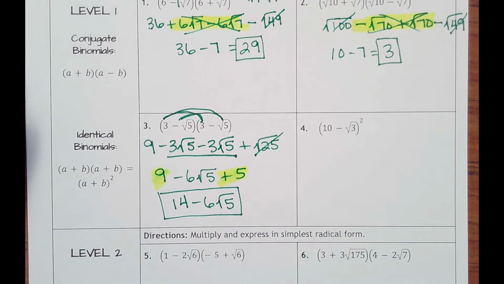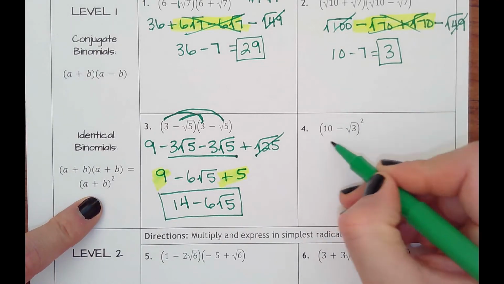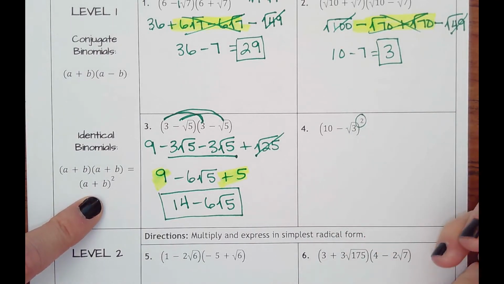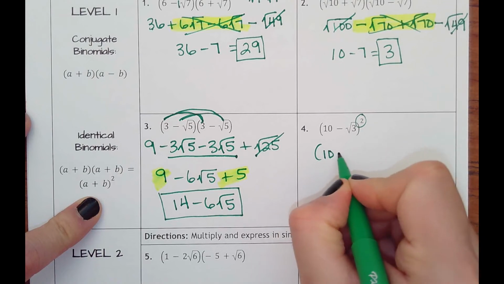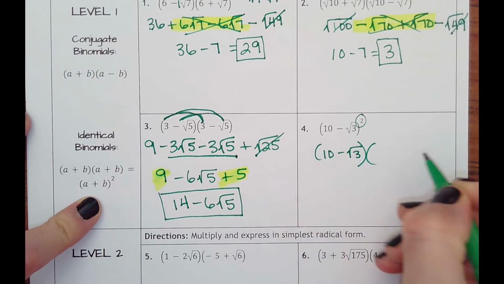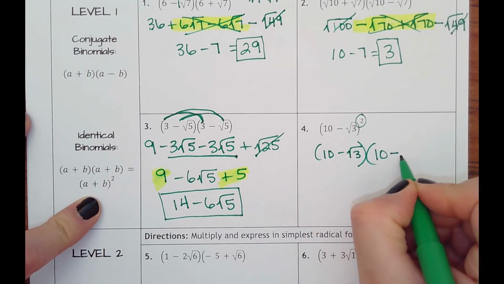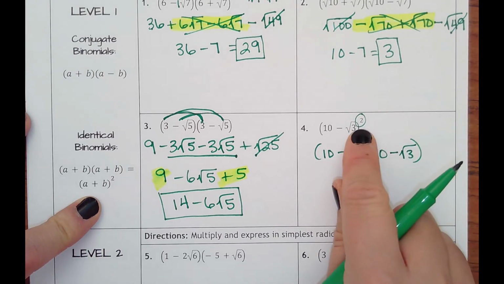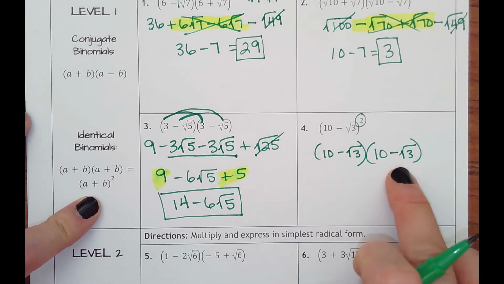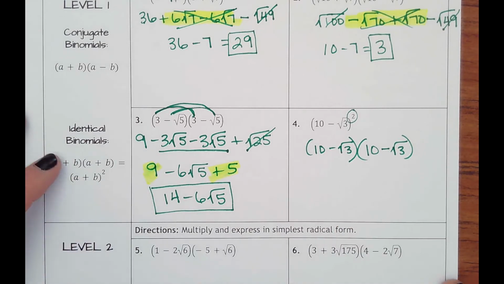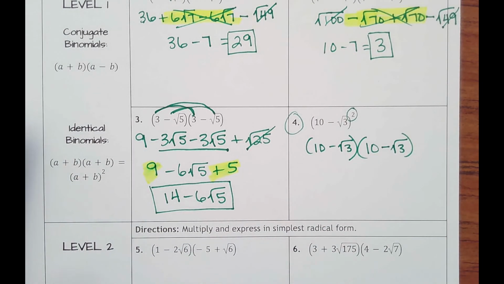And the last one of these, it's just written a different way. It has that this quantity is raised to the second power. What that means is it's 10 minus the square root of 3 times that again, 10 minus square root of 3. So see how it's just like a clone of itself. It's just duplicated. And then you would FOIL. So why don't you go ahead and pause and try number 4.